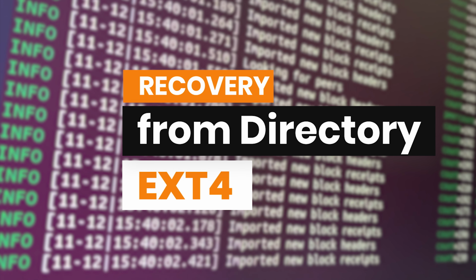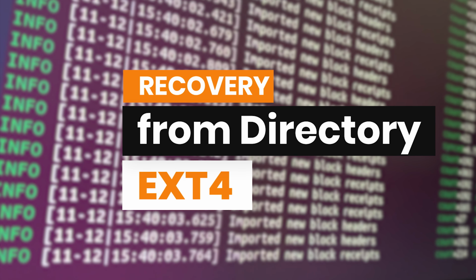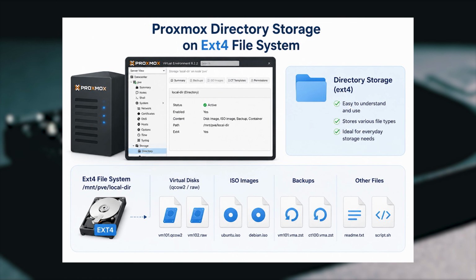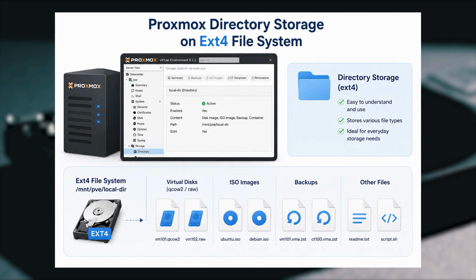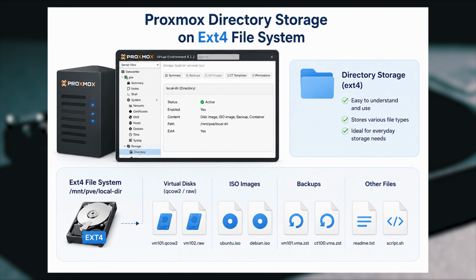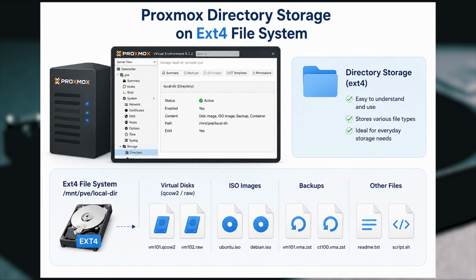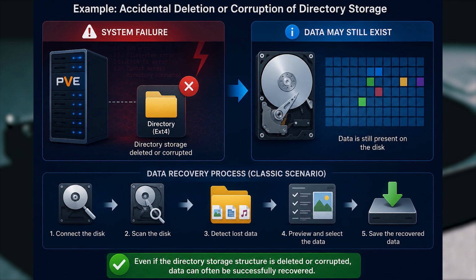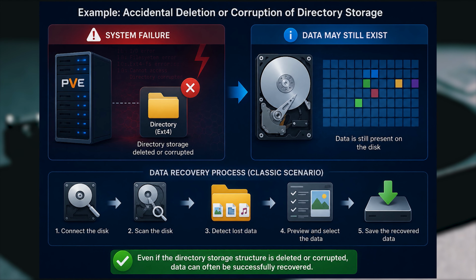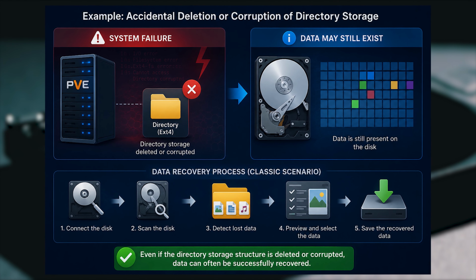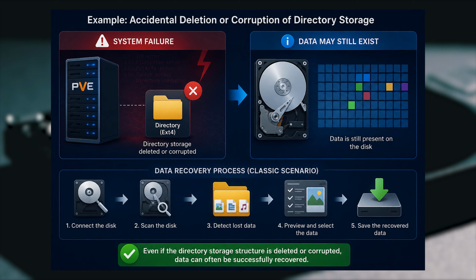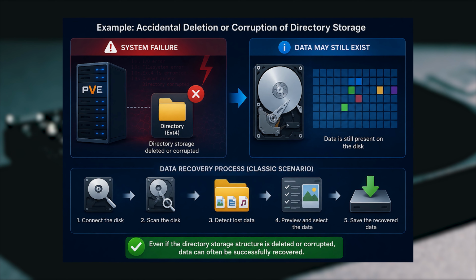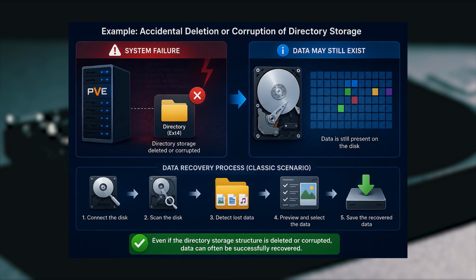Directory storage based on the Ext4 file system is one of the most straightforward formats in Proxmox. In addition to virtual disks in QCOW2 or RAW formats, it often stores ISO images, backups, or ordinary files. In our example, we will consider a scenario where the structure of such a directory storage was accidentally deleted or damaged due to a system failure. However, even under such conditions, the process of saving data follows a completely classical scenario.